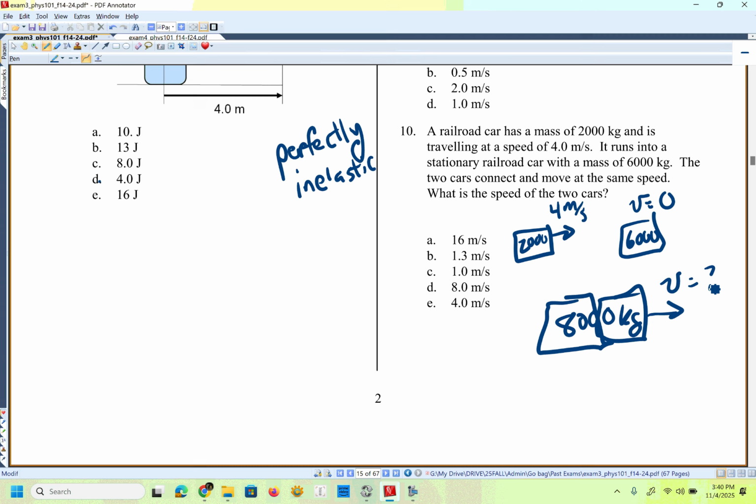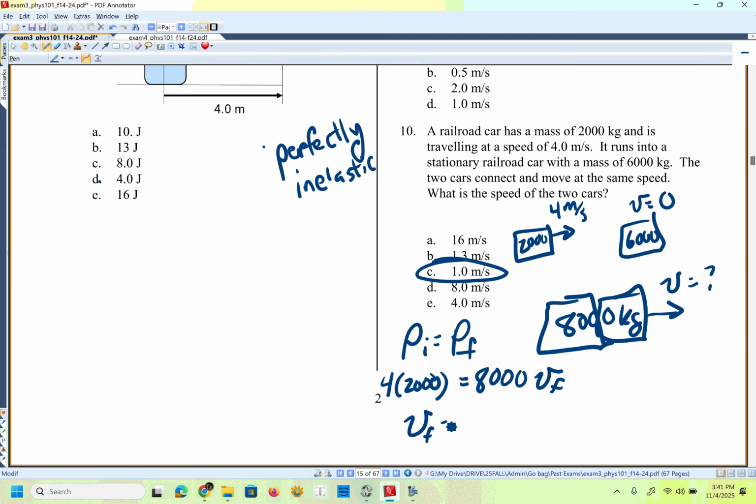All right, so let's just think about this. We'll work through it. But I have this object at 4 meters per second, and now all this momentum is going to go into this 8,000 kilogram object. That means that I'm going to be quadrupling the mass. So if I quadruple the mass, what has to happen to the velocity or the speed? It's going to go down by what factor? I went up by a factor of 4. It's going to go down by a factor of 4. So I know then that the answer, it was 4. Now it has to be 1. But we'll work that out. I say PI is equal to PF. That's 4 times 2,000 equals 8,000 times V final. And that V final is equal to 1.